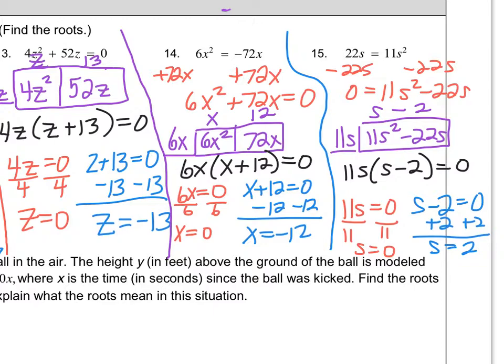So looking at your answers, you should have been able to get x equals 0 and x equals negative 12. And on number 15, s equals 0 and s equals 2. Now on number 15, I moved my 22s to the right side. A lot of you've probably moved your 11s squared to the left side. If you did that, that's just fine. When you were solving, you would have had 2 minus s as your factor instead of s minus 2. And when you did 2 minus s, you just had to remember to divide by the negative 1, and you should have come out with the exact same answer.